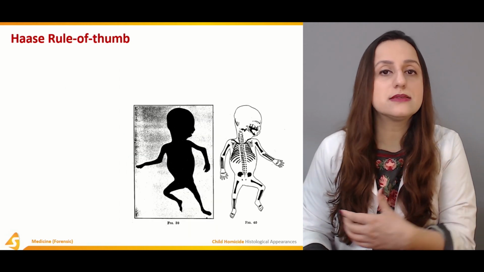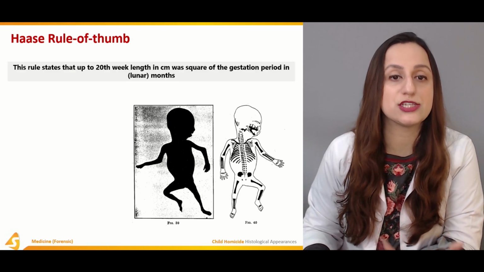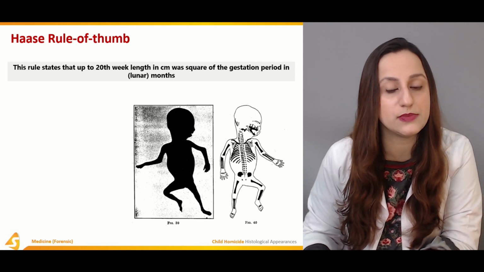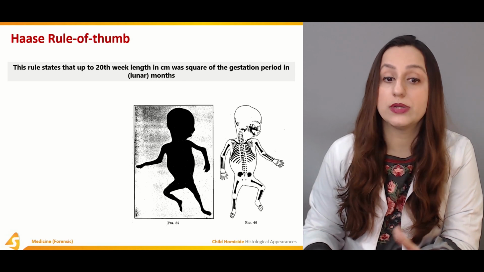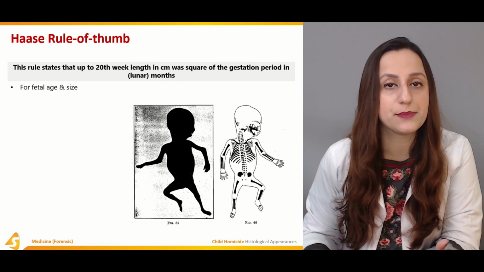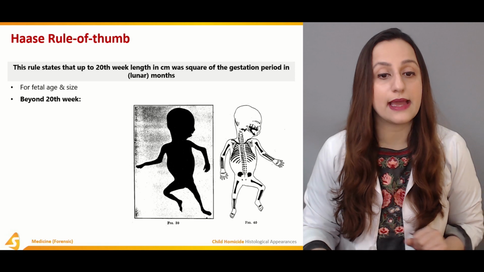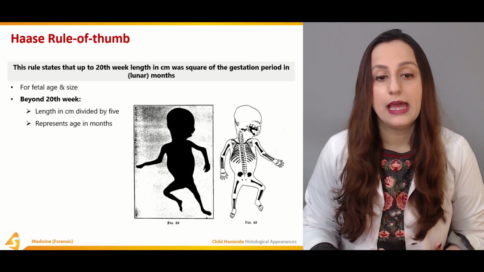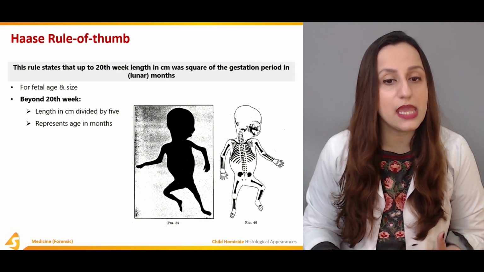There is Haase's rule of thumb. So it's again going to basically point out towards the gestational period. This rule states that up to the 20th week, length in centimeters is the square of the gestational period in lunar months. So it has to be kept in mind. It is a common practice to apply this rule for the fetal age and size, and beyond the 20th week of gestation, length in centimeters is divided by 5, and it represents the age in months.